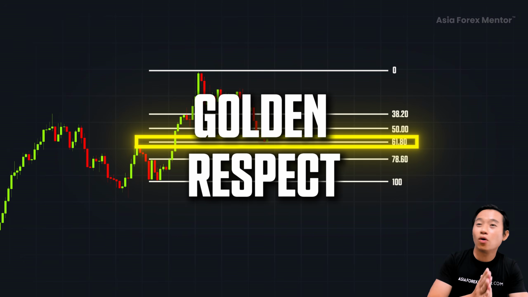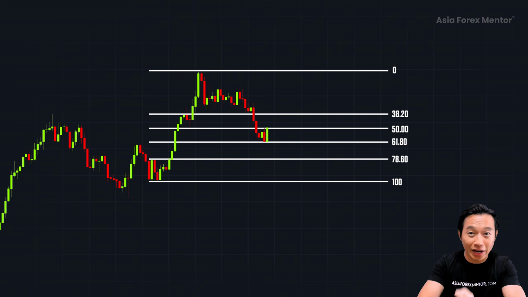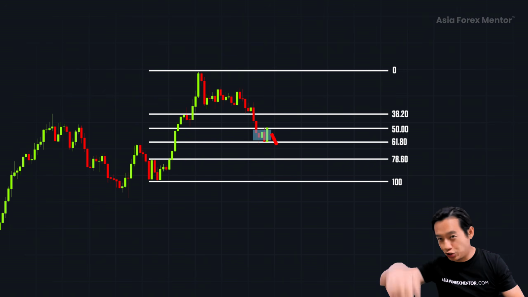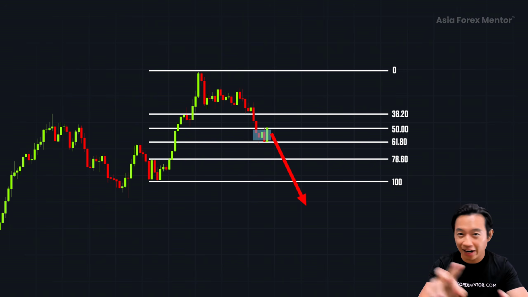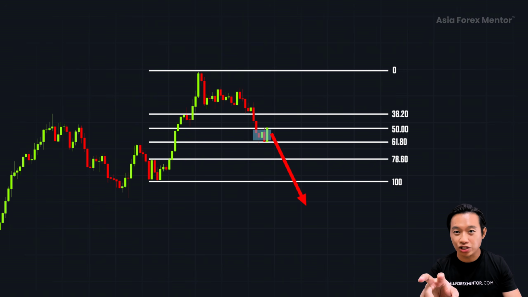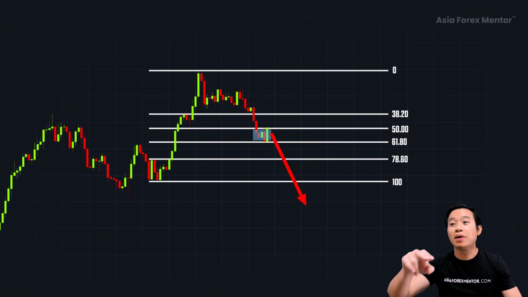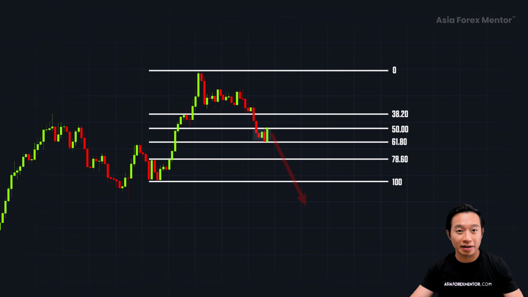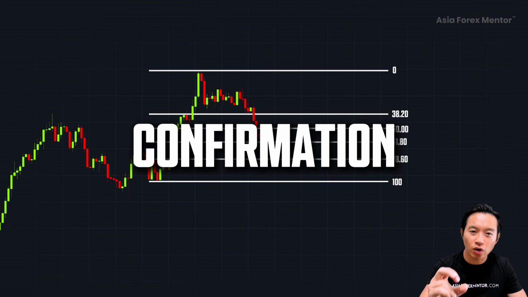It doesn't mean, okay, now it's respecting the level, I'm going to enter right away. No, it can respect and then it can drop further. So no, not yet, all right? This reaction doesn't equal a trade, right? Because price can maybe even bounce up a little bit before going down. What we want is confirmation for our entry, right?